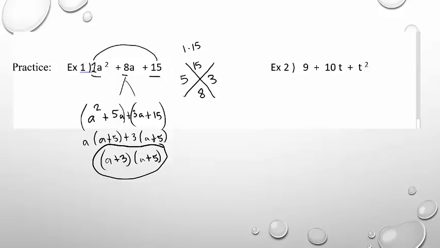Number 2 is almost the same thing, except it's not in the correct order, so I would like to rewrite it as t squared plus 10t plus 9.